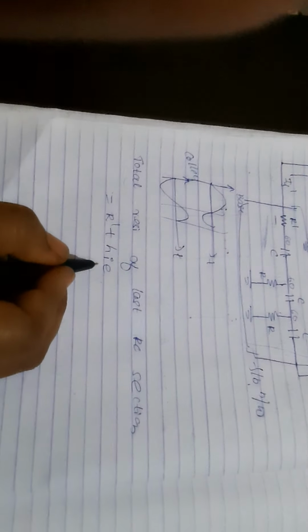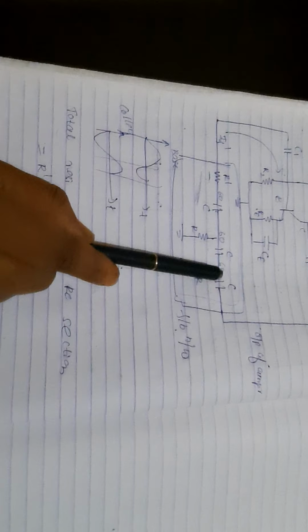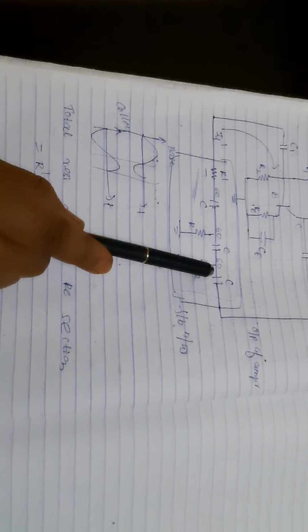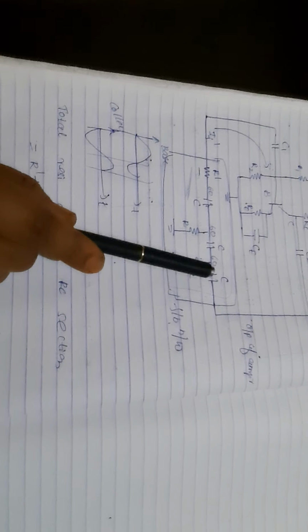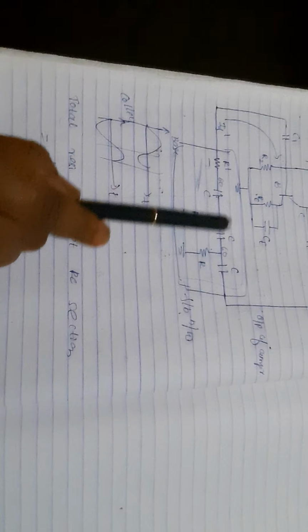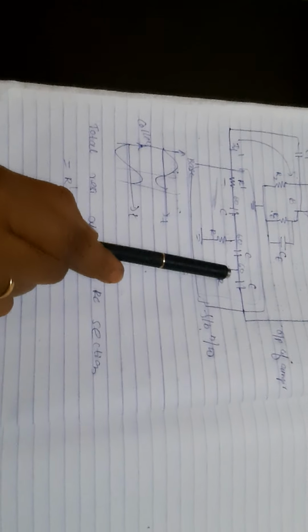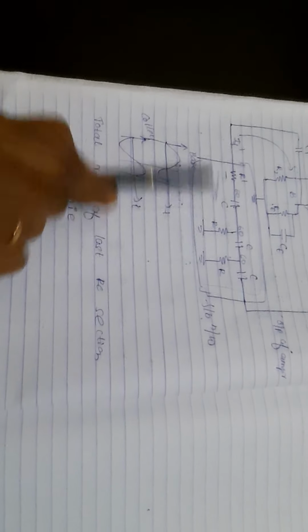The values of R and C are selected such that they make the phase shift of 180 degrees. Each RC section gives a phase shift of 60 degrees. Each gives 60 degrees, and 60, 60, 60 will be 180 degrees. The RC will be selected such that one RC gives a phase shift of 60 degrees, and the total phase shift is 180 degrees.